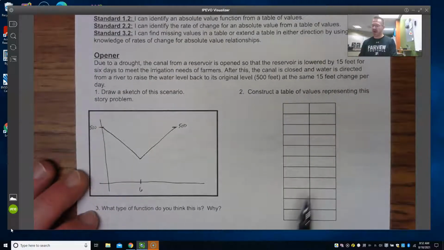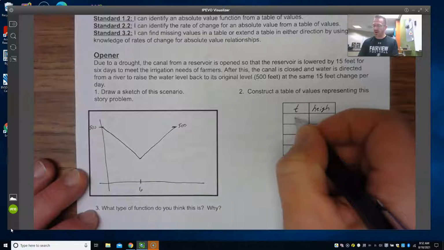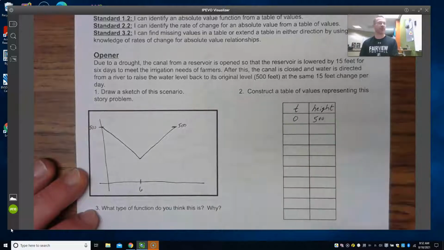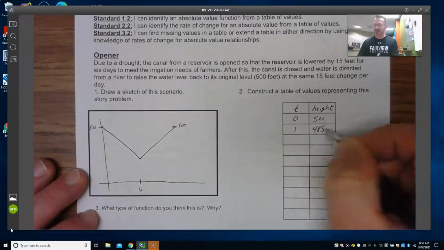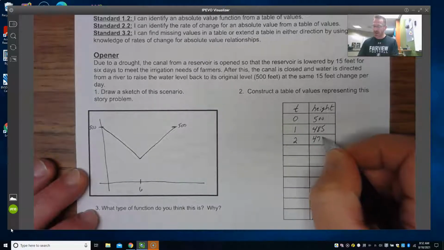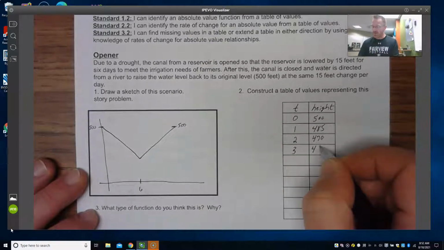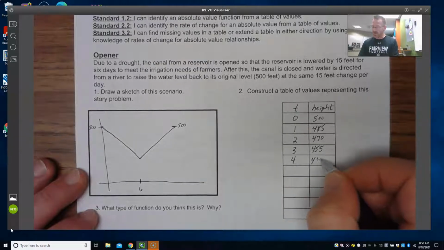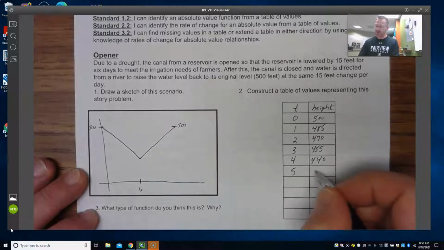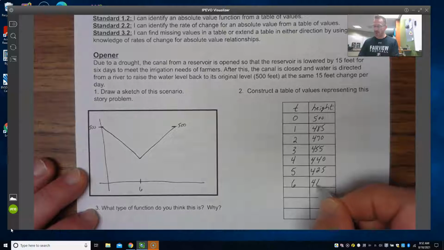Now, if we translate that to what we've been working on right now, let's think about time and let's think about the height of the water. On time 0, we know it's at 500 feet. And then day 1, it went down 15 feet, so now I'm at 485. Day 2, it goes down another 15 feet, and I'm at 470. Day 3, it goes down another 15 feet, so now I'm at 455. Day 4, it goes down another 15 feet, and I'm at 440. Day 5, it's down to 425. And then day 6, it goes down another 15, and I'm at 410.